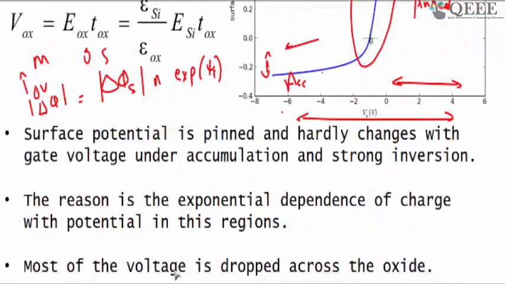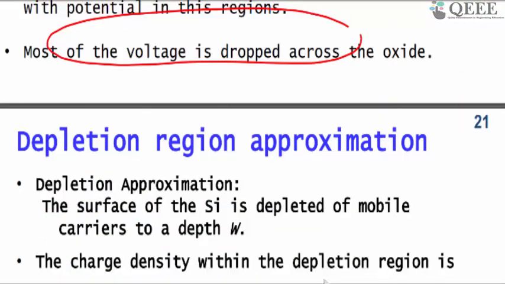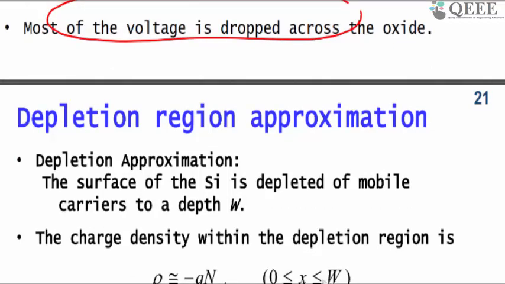As I said earlier, most of the extra voltage is going to be dropped across the oxide. Now let us try to get some analytical expressions in depletion. Let us see whether we can get a relationship between the surface band bending and the gate voltage. When we are depleted, we assume it is completely depleted of mobile carriers, or the amount of electron or hole concentration is very small.